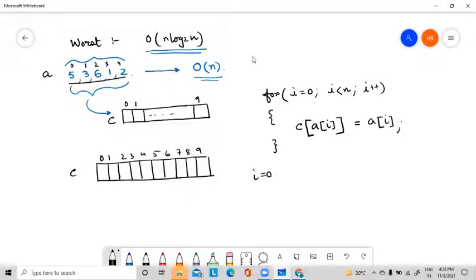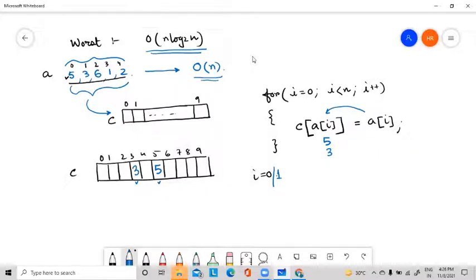So I is 0. What is the element? A of 0 means 5. So here is 5. I is 0 means A of 0 is 5, so C of 5. What I am putting in C of 5 is A of 0. What is A of 0? 5. So I have put 5 here. Then I plus plus. A of 1. What is in A of 1? 3. So this position, C of 3, what I am putting? 3. So 3 will be put here.